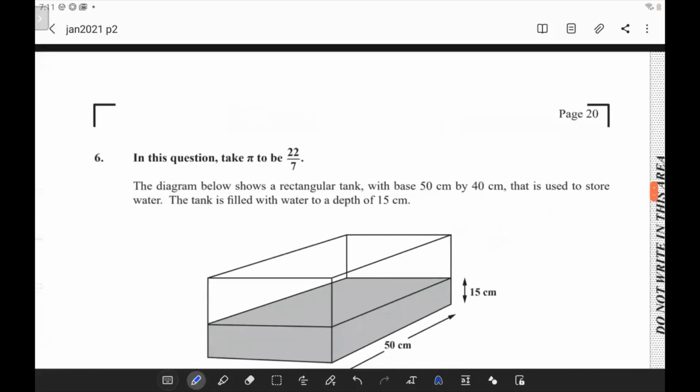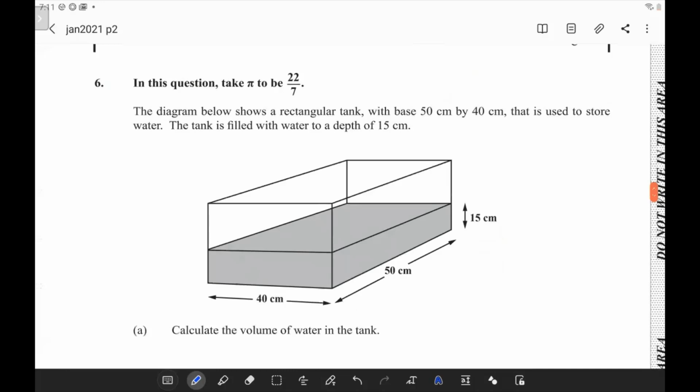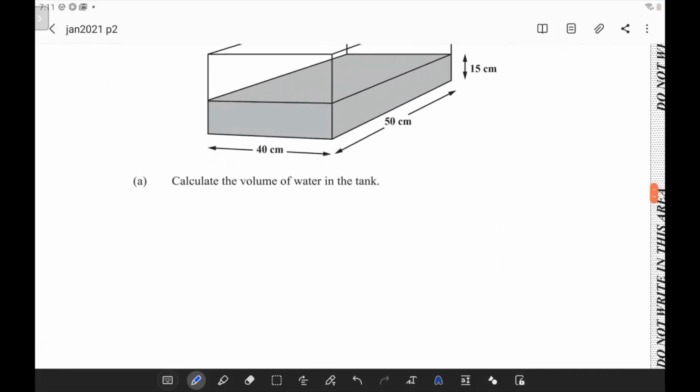Okay, so I will stop the video here because I don't want it to get too long, and we will take a look at the rest of the past paper in another video.